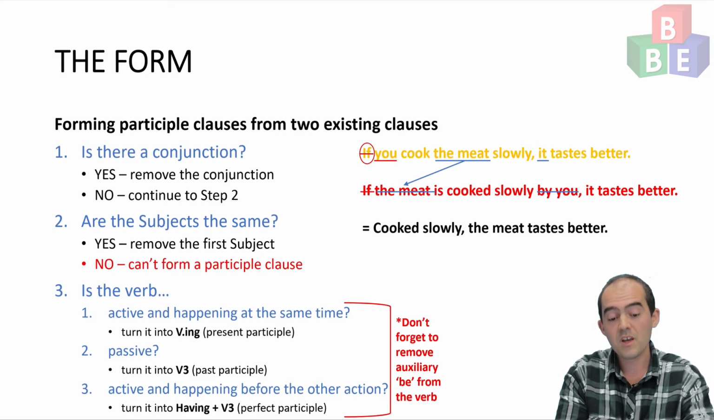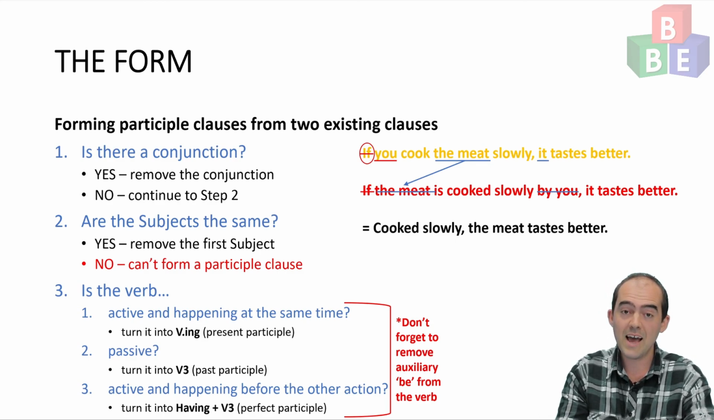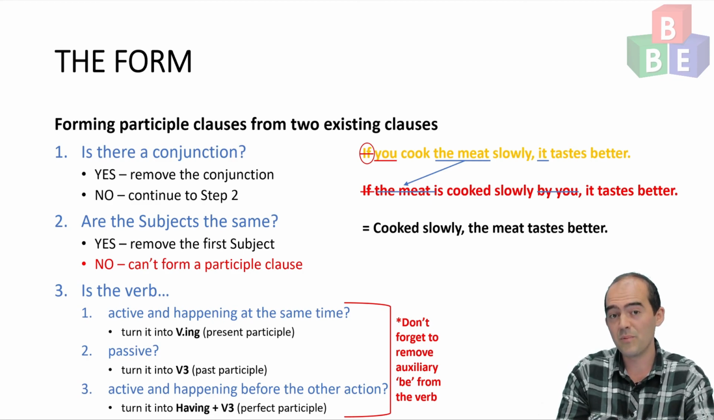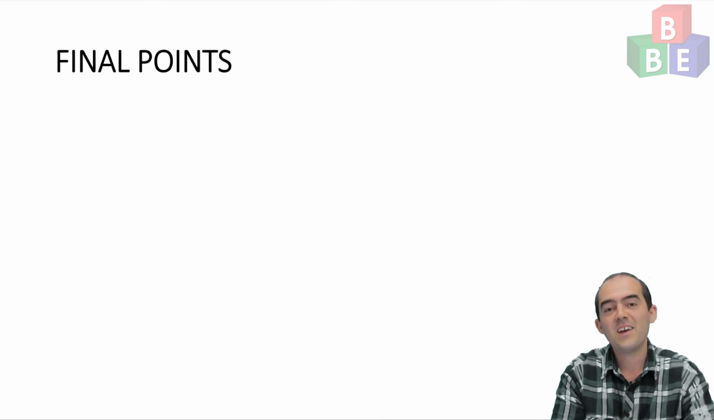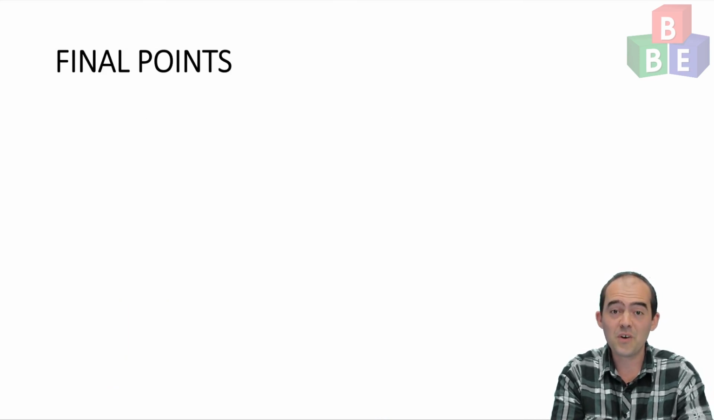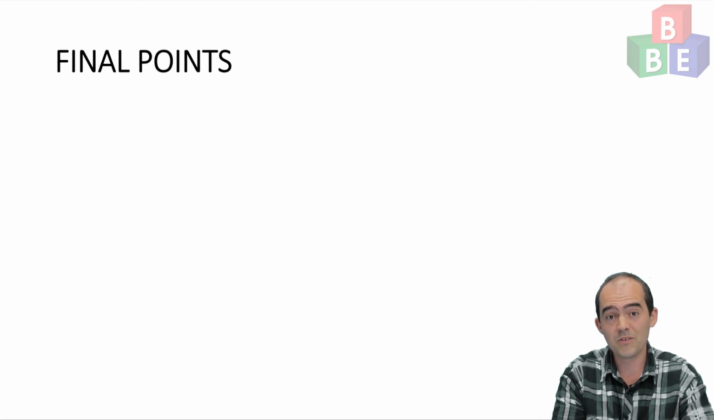So, if you want to create a participle clause, these are the steps you should follow. And yes, the subject should always be the same, but if they are not, there are ways that we can manipulate the original clause in order to make it work, as we can see in this example. So, in this video we talked about reduced relative clauses and participle clauses.